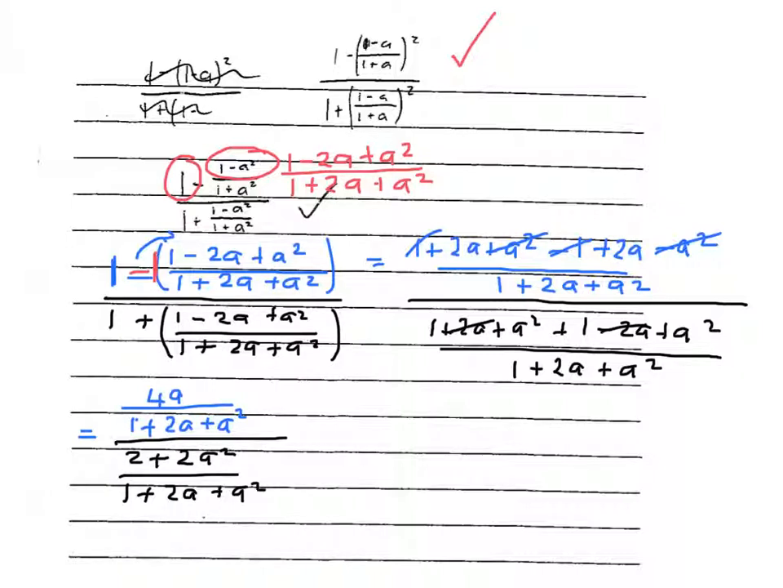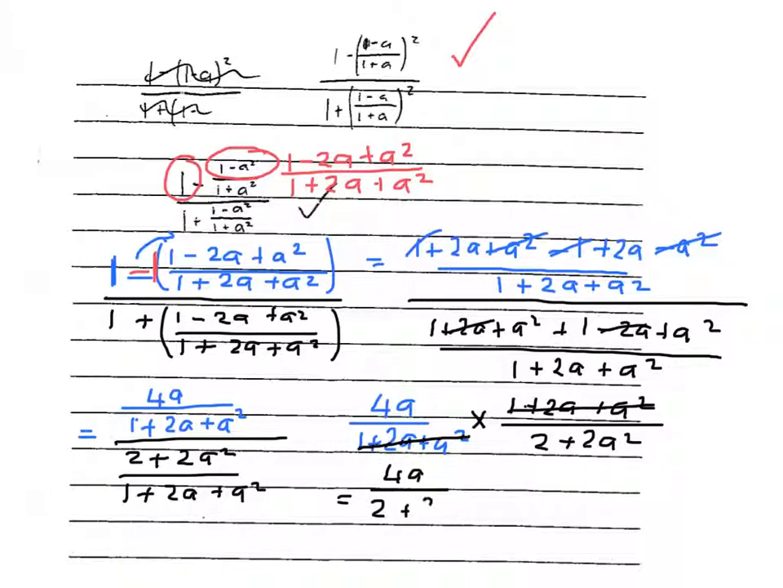So I've got a blue fraction divided by a black fraction, and the easiest way to solve that is to take the denominator and turn it upside down, multiply by the reciprocal. So I've got 4a over 1 plus 2a plus a squared, and I multiply it by 1 plus 2a plus a squared divided by 2 plus 2a squared. So then I can cancel that there is the same as that there, which leaves me with 4a over 2 plus 2a squared. And I could simplify that, divide everything by 2 on the top and 2 on the bottom, so it leaves me with 2a over 1 plus a squared as my answer.